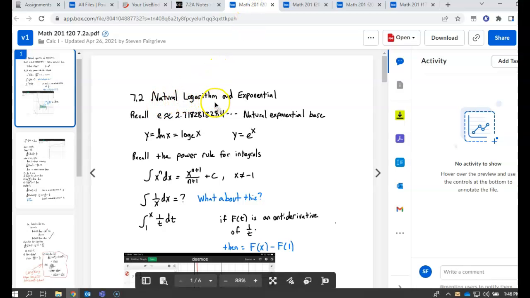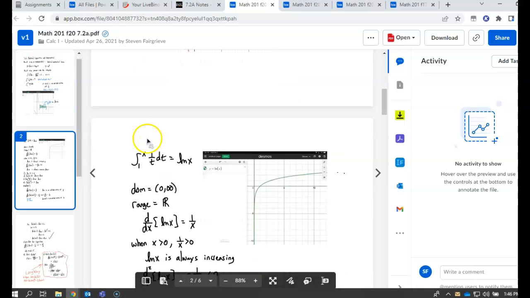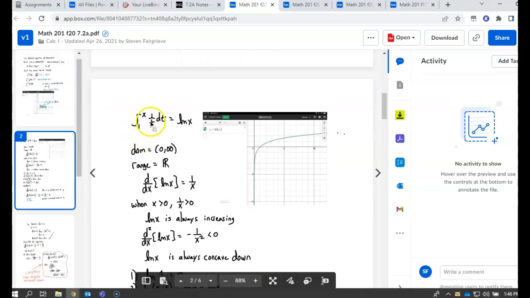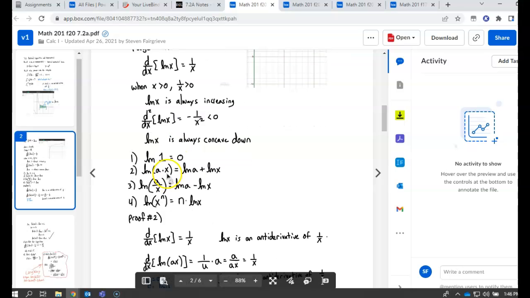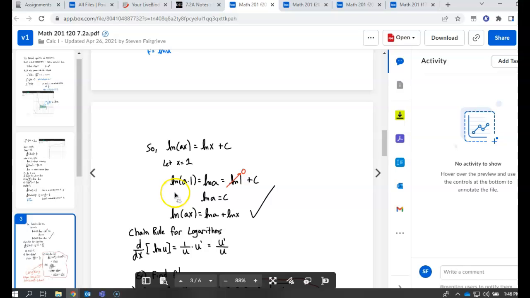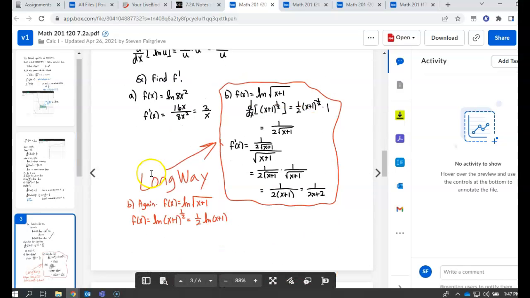So we talked about the natural logarithm, and we developed, of course, that the integral of 1 over t dt is the natural log function, so that the derivative of the natural log is 1 over x. And we reviewed, of course, our properties of logs, which we can use oftentimes to simplify some expressions with logarithms.